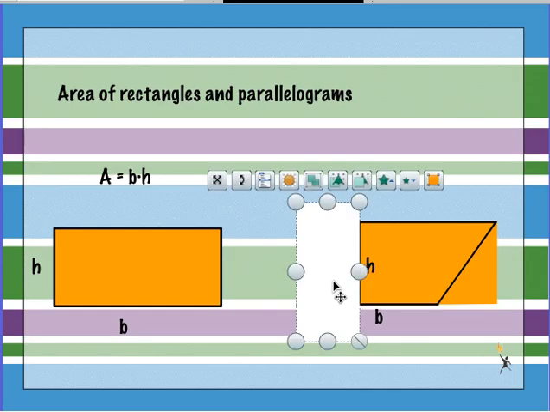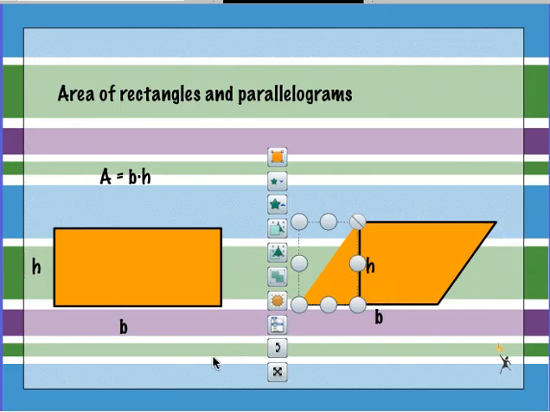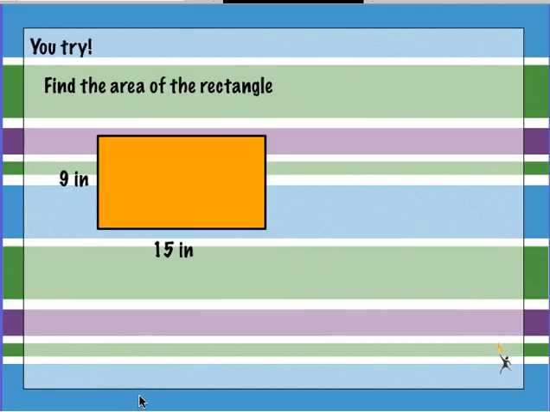The only difference is your height is now, instead of being right here, your height is from the corner down to the base, because the slant is a different measurement. So we're just going to practice.